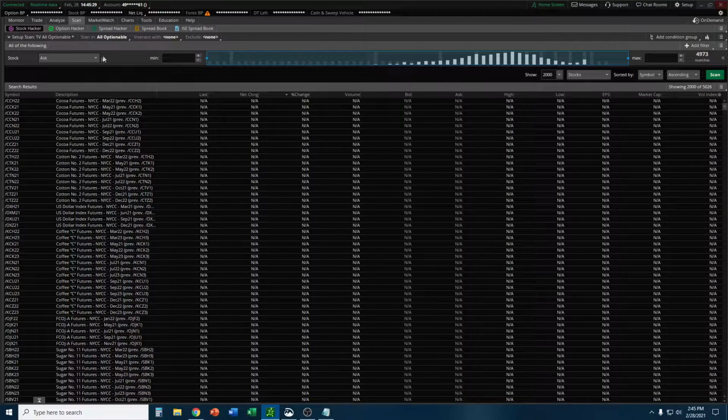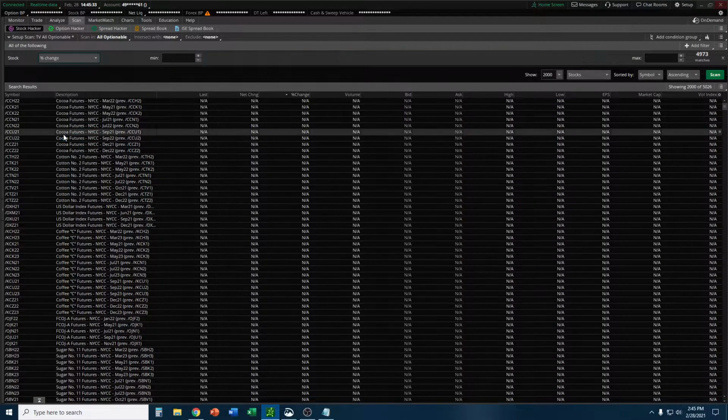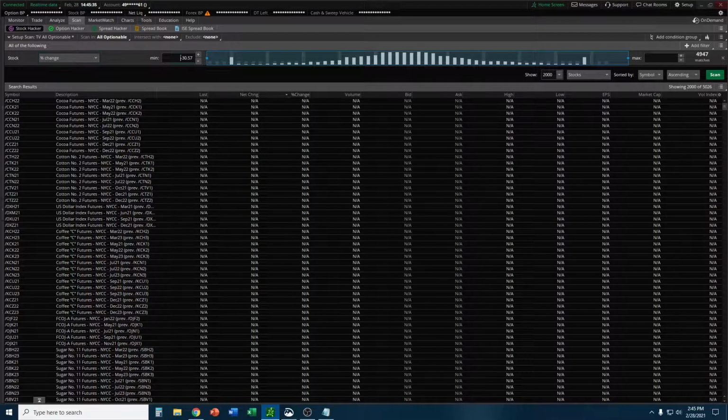Come over to the left. In the drop-down menu, we want to go all the way down to the bottom to percent change. We want the minimum percent change to be a positive 3%. Of course, the maximum we don't want to have a cap on. We want it to be as high as possible. What this tells us is that the stock is already making a move to the upside.